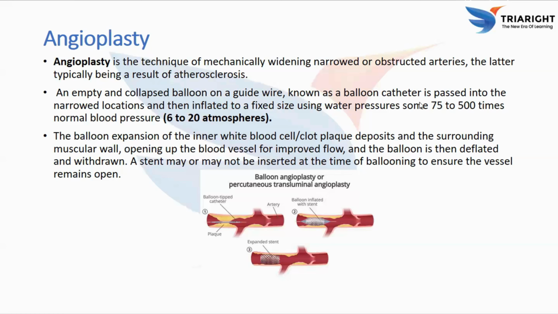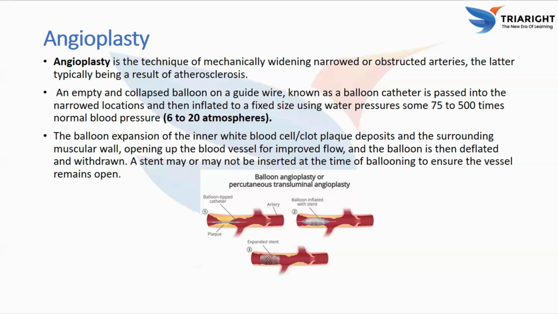And the balloon catheter, how does the procedure work? Here is a step-by-step procedure. A guide wire is advanced across the blockage first. Next, a balloon catheter is passed over the wire, and the balloon is inflated at high pressure, that is 6 to 20 atmospheres. This is 75 to 500 times normal blood pressure. Then the plaque is compressed against the vessel wall, and the balloon is deflated and removed so that the vessel lumen is wider. It improves the blood flow. The balloon does not stay in the body.